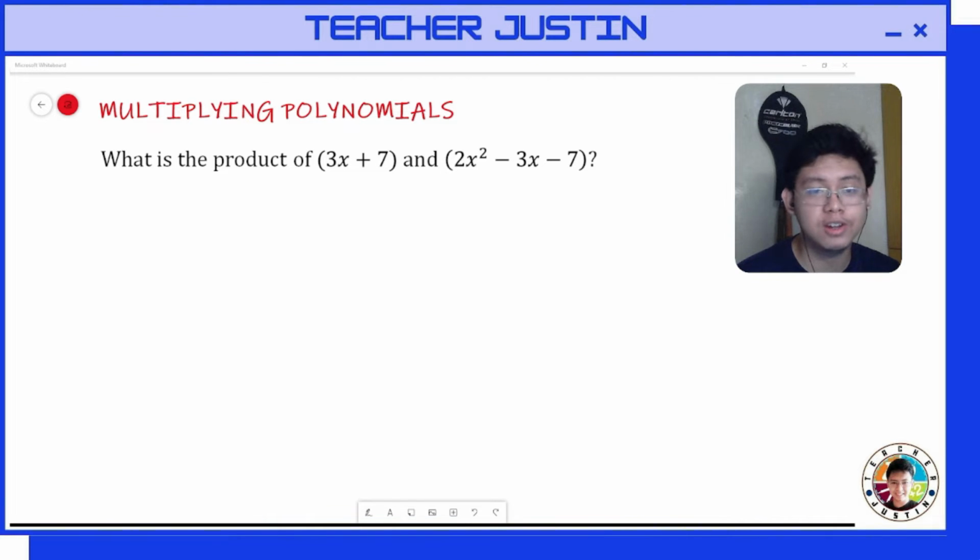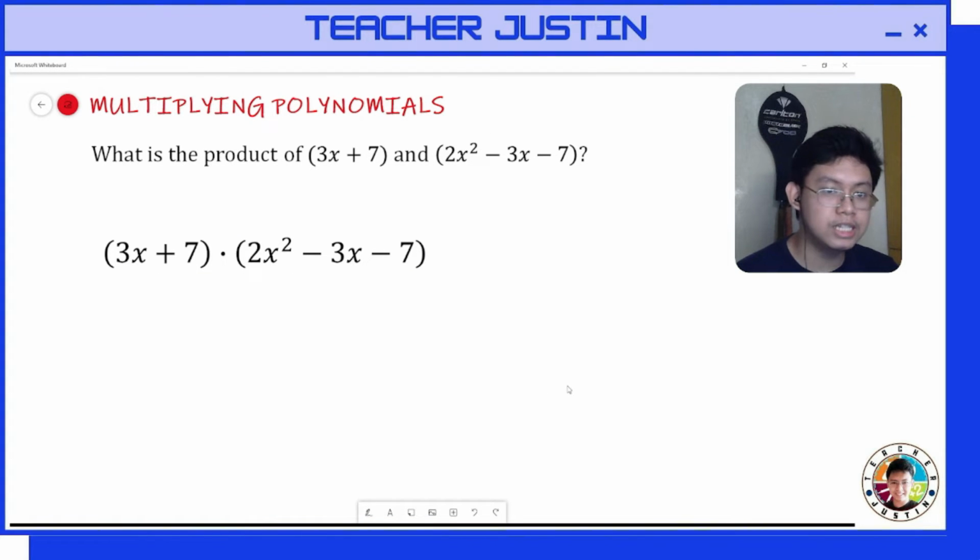On today's topic, we're going to talk about multiplying polynomials, answering the question, what is the product of 3x plus 7 and 2x squared minus 3x minus 7? So in this question, we're going to perform multiplication based on the word product. When we encounter the word product, we're going to multiply a certain polynomial to another polynomial. So this question will be translated as 3x plus 7 multiplied to 2x squared minus 3x minus 7. So we're performing multiplication of polynomials.